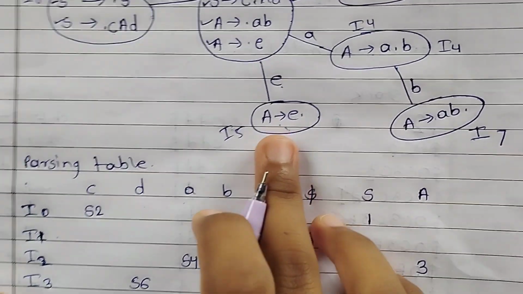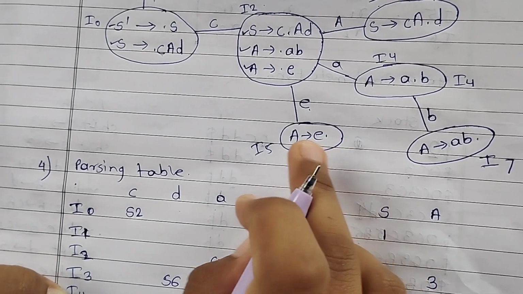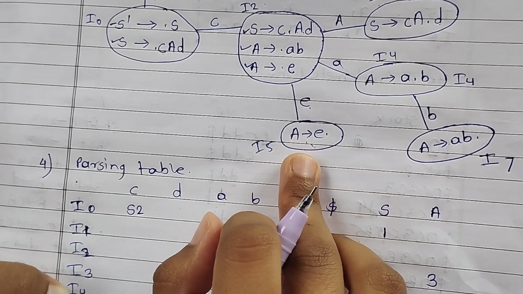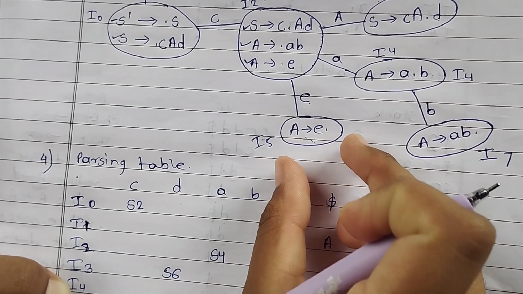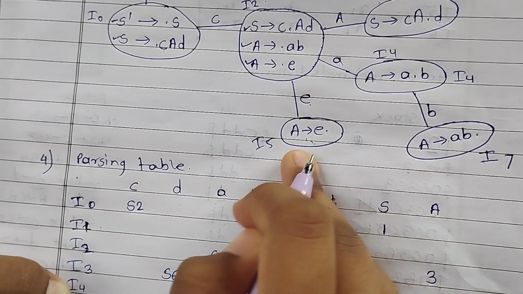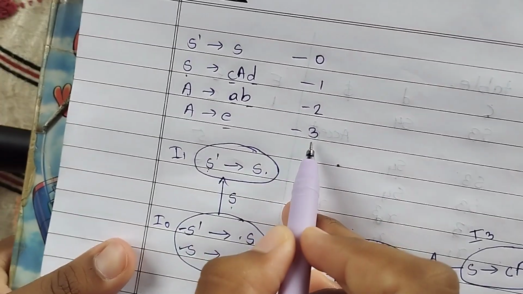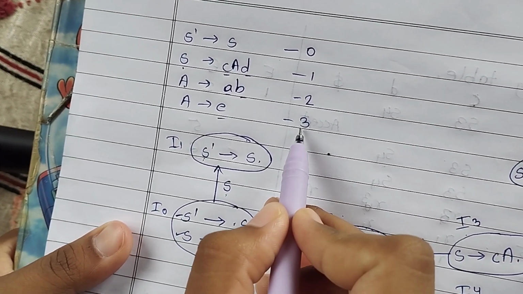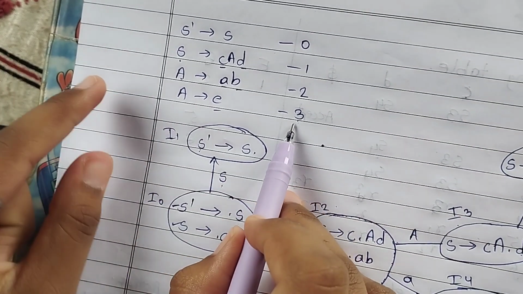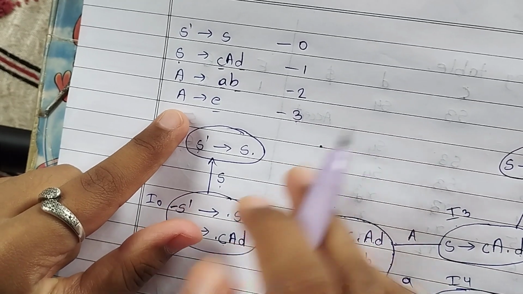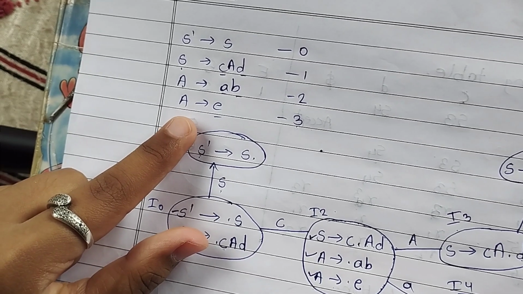Now I5. This I5 does not transfer or shift any symbol to any state. It is a final state, but this final state is not for the starting symbol; it is any random state. This means we reduce the grammar, and this grammar is present at the third number in the initial grammar, so we reduce by the third grammar, meaning R3. But in LR we write R3 in all the terminals, whereas here in SLR we see the follow of this.